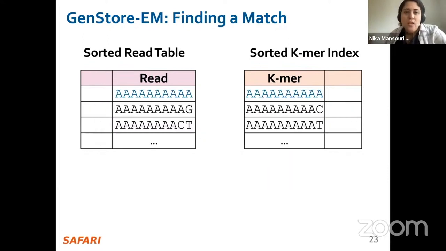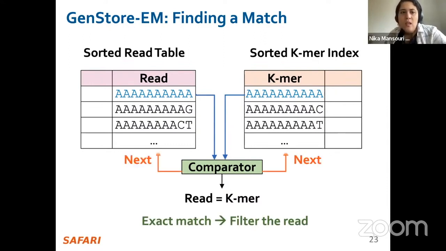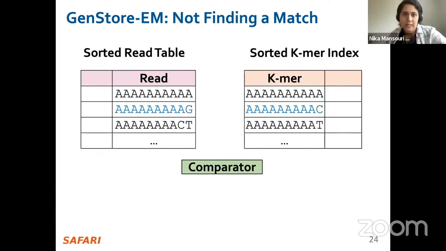Yeah. So let's go through how we actually find a match in this. Exactly, we want to find an exactly matching read. So we sequentially scan through these data structures in three different ways based on the comparison result of the current read and k-mer. First, when the current read and k-mer are identical, we record the read as an exactly matching read that can be filtered from the further read mapping process. Then we move to the next element in both of the arrays.